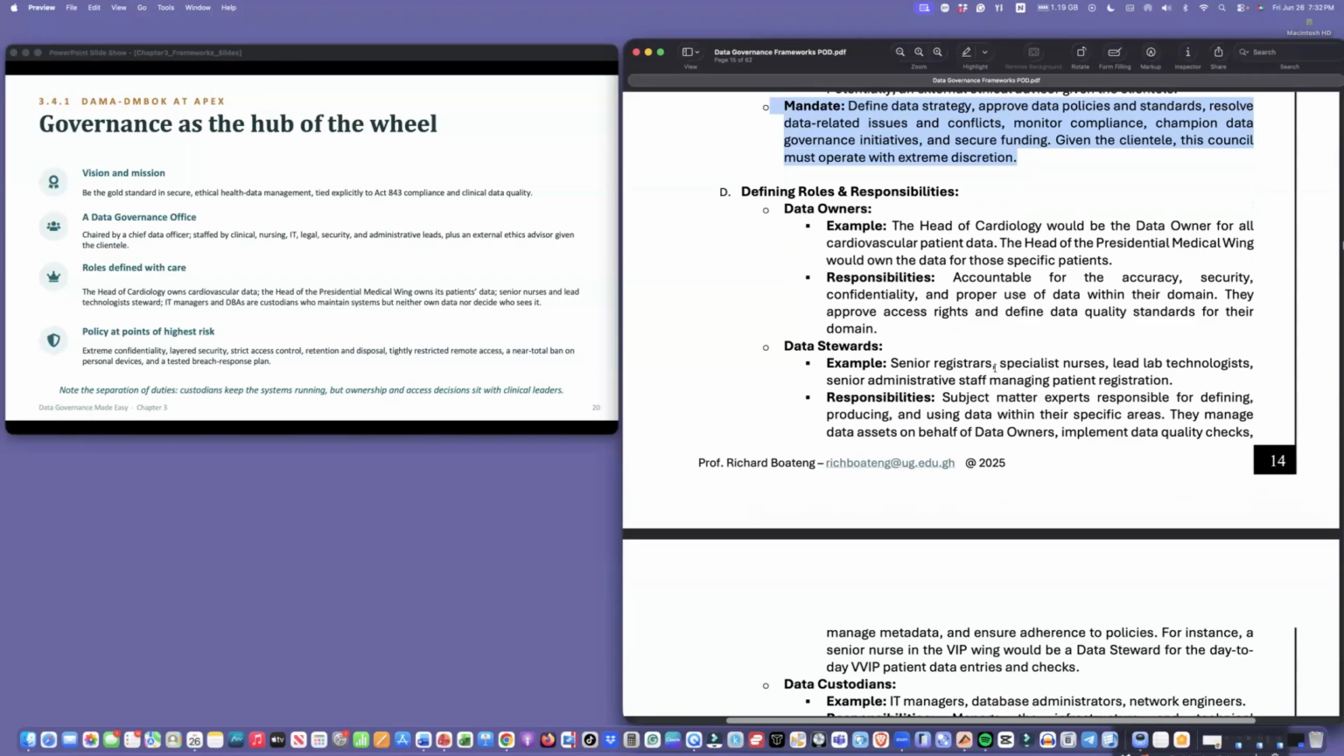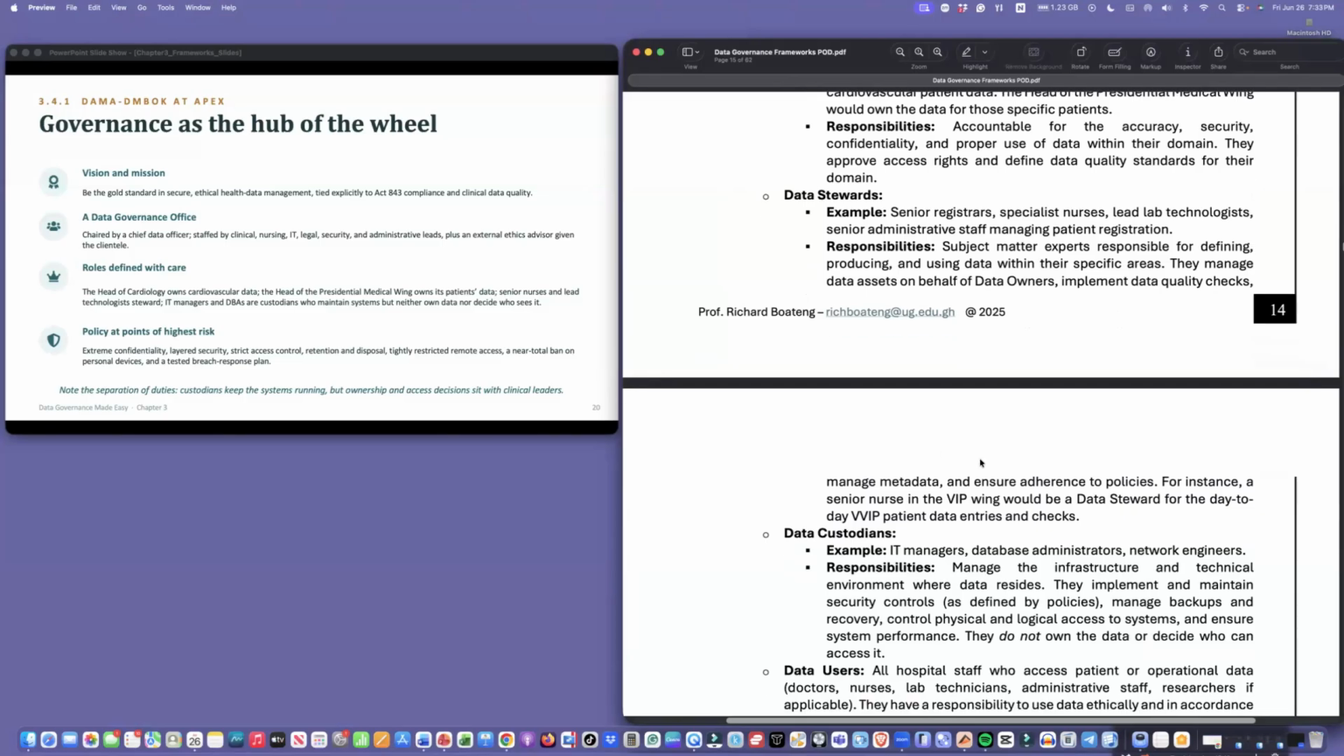Data stewards: senior registrars, specialist nurses, lead lab technologists, senior administrative staff. What are they doing? They're responsible for defining, producing and using data within specific areas. So they manage the data assets on behalf of the data owner. So the data owner will not be doing operational level stuff. It's doing more policy level and giving direction, a supervisory role. While the data steward is sitting with the data team, the other data workers, to implement data quality checks, manage metadata, ensure adherence to policies. In a hospital like this, you'll be a medical officer, but you may have some data training too.